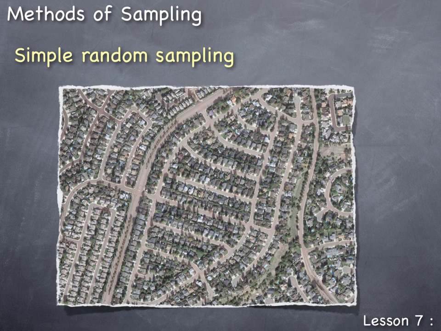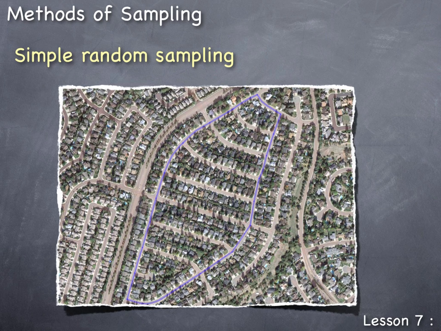To illustrate this method of sampling, we first need to identify the population of interest. Let's say that the population of interest consists of all the households within this neighborhood. Then, to conduct a simple random sample, we need to come up with some way to select households from this entire population such that each of the households have an equal chance of being selected.